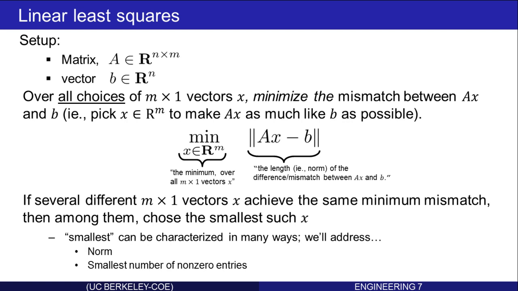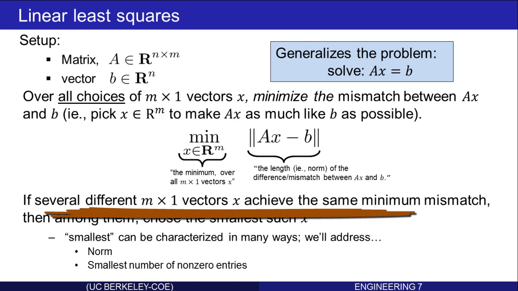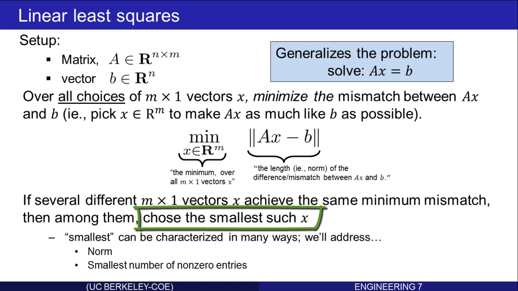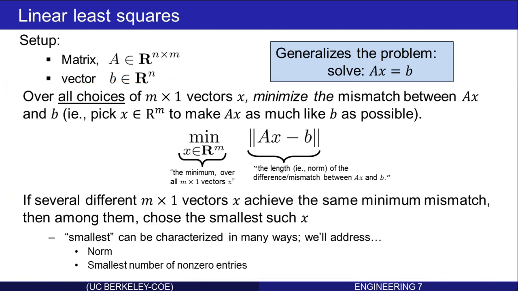Notice that this problem formulation really generalizes the problem of solve Ax equals b. This says make Ax as close to b as possible. If the mismatch can be made 0, then we've solved the Ax equals b problem. If the mismatch can't be made 0, minimize the mismatch. Make it as small as possible in the sense of the norm of the mismatch. And then if that can be done many ways, choose the x itself, which is the smallest. This linear least squares problem generalizes the problem of linear systems of equations.